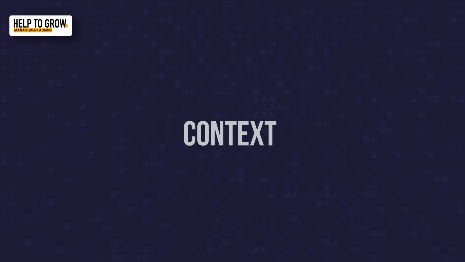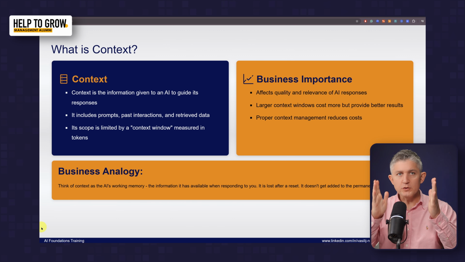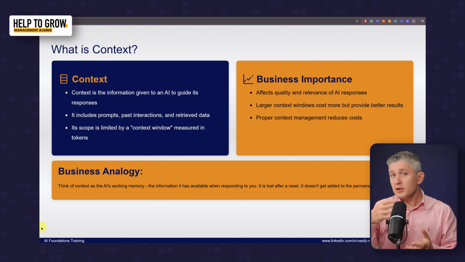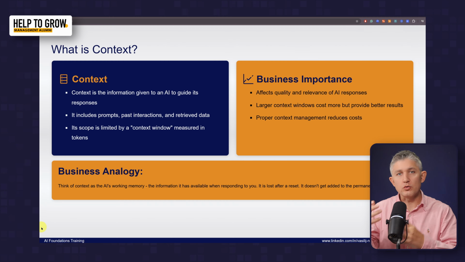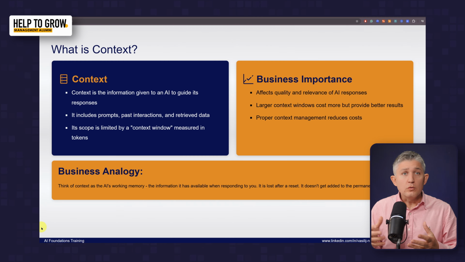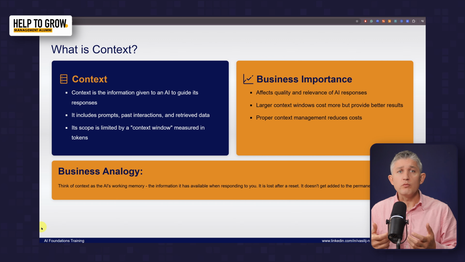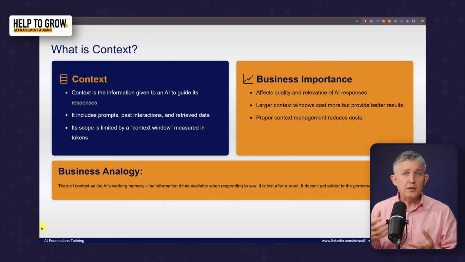Let's talk about context. Context is the model's working memory. Your initial prompt, the question that you ask, chat history, retrieved documents that you might have loaded. It's all bounded by context length, often referred to as a context window. A bigger window costs more, but you need to manage the context well because that will allow you to save money and also get better and more accurate answers from your AI.